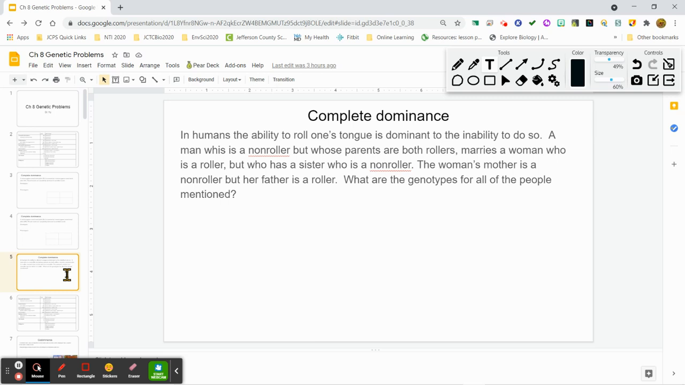All right, so this one's a little more complicated. So in humans, the ability to roll one's tongue is dominant to the ability to not do so. Okay, so I'm going to make big R dominant. So that's going to be for rolled tongue. And little r is going to be not rolled. Okay, so a man is a non-roller. So I'm going to make the man square.